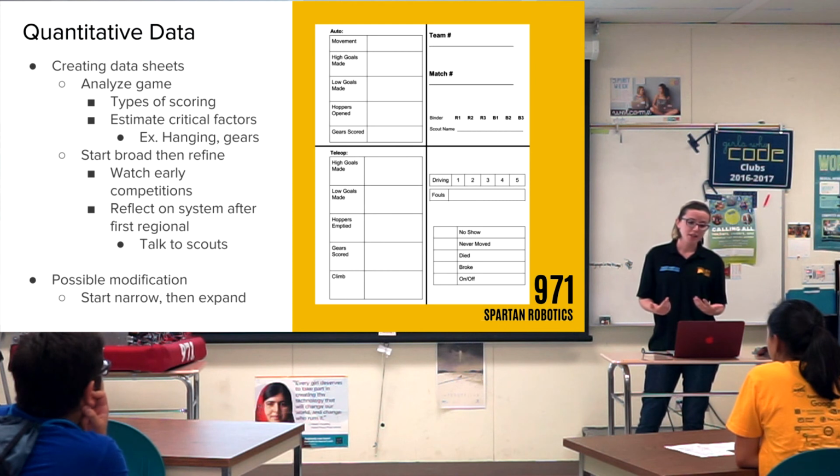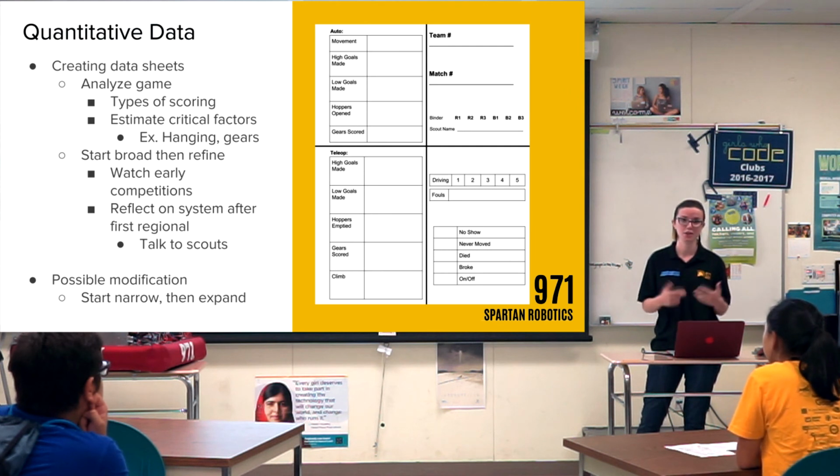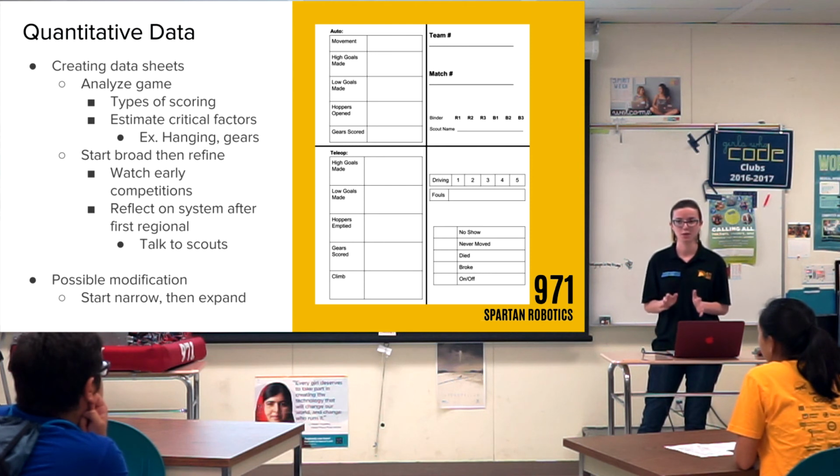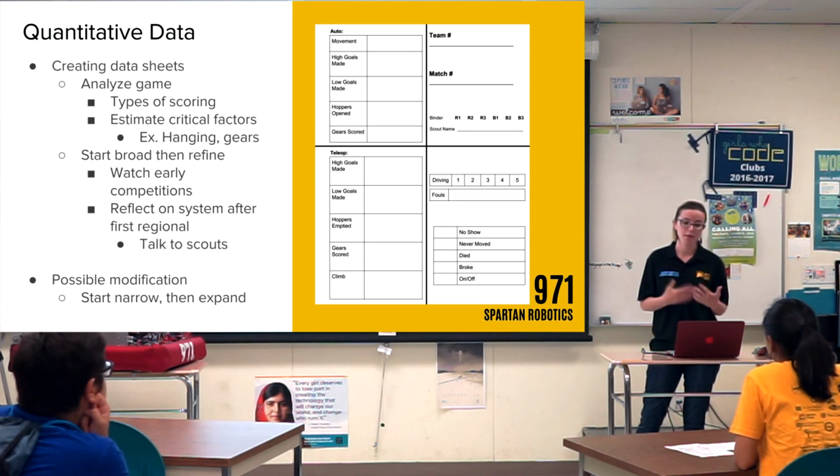So to create the data sheet, you just analyze the game at kickoff, you think about the types of scoring, and you want to be able to collect every single type of scoring until you decide what's relevant. And then you estimate the critical factors. For example, this past game, hanging and gears were super, super critical. So you had to collect that data. You had to really prioritize getting that data. And so yeah, we start broad, then refine.